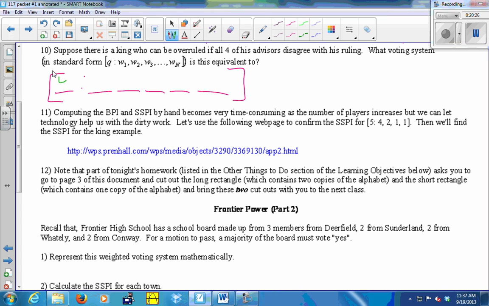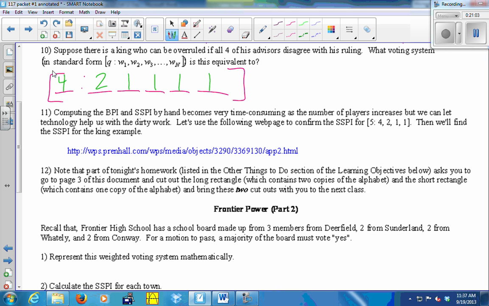4 is the quota, and then 2, 1, 1, 1, 1. So let's think about if the 4 advisors team up, they have 4, the quota, right? And then the king. That's the only way they can do something other than what the king wants, if all 4 of them do something different. So that's good. The king has 2, and to get the 4, he needs 2 advisors to agree with him. Good. Anybody have something different?